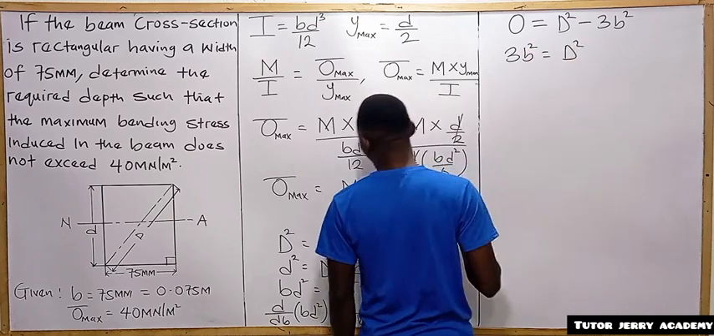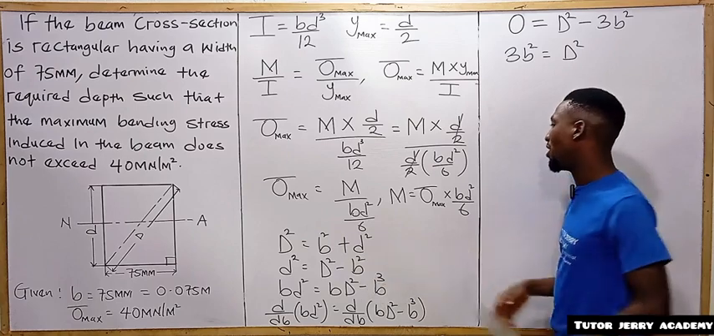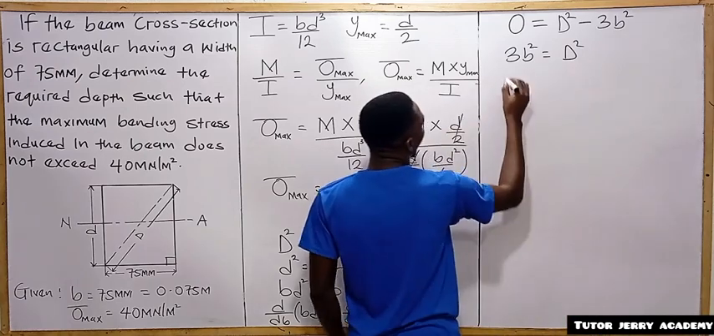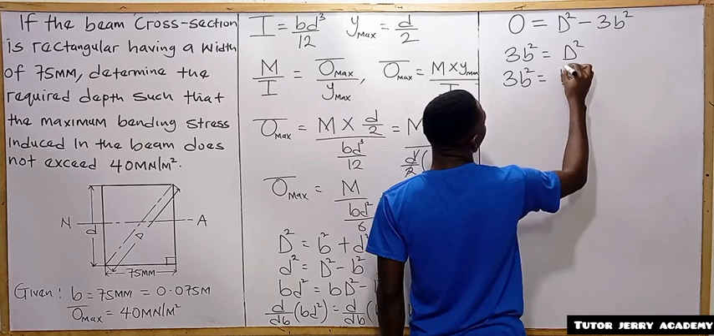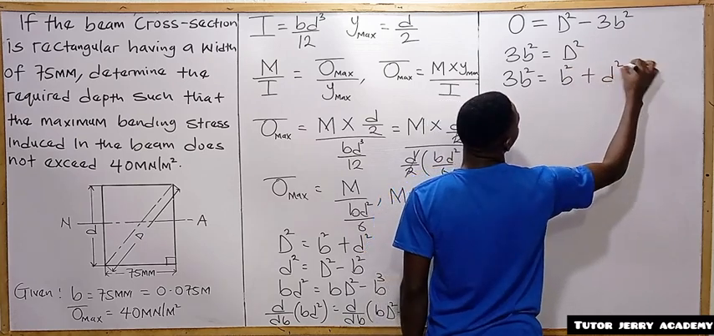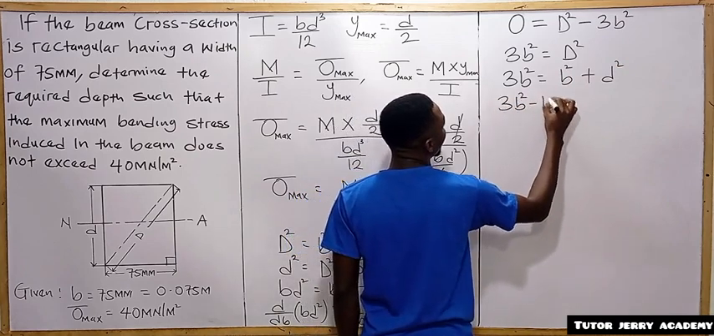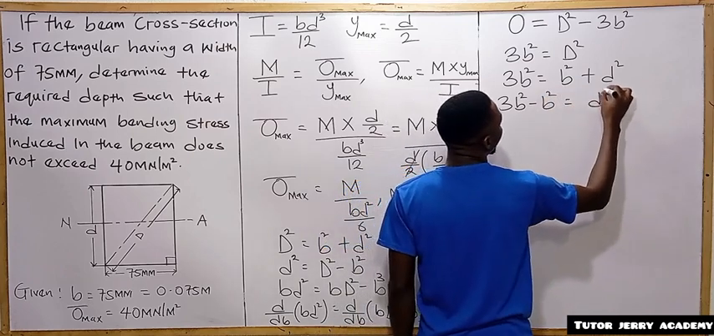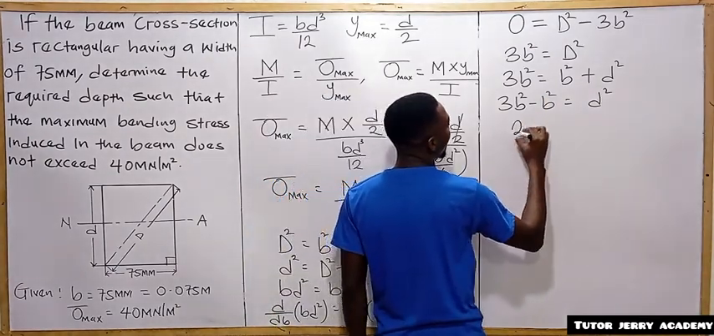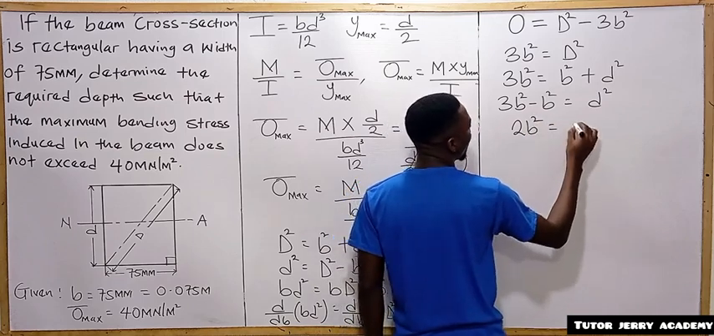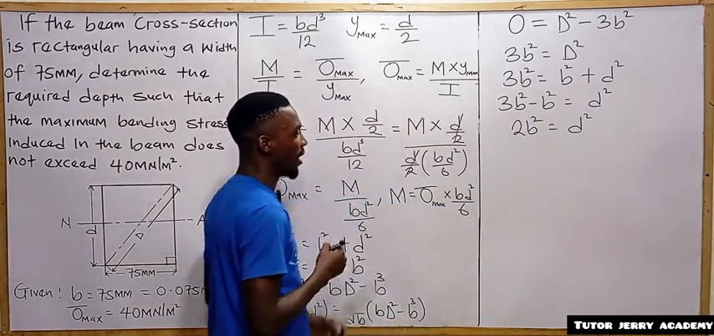D squared. And don't forget, we know that our d squared is equal to b squared plus d squared. So we are going to substitute that here. We are going to have 3b squared equal to b squared plus d squared. So if we collect the like terms, I'm going to have 3b squared minus b squared equals d squared. So 3b squared minus b squared, I'm going to have 2b squared equals d squared. All right. So that is what we are going to have.